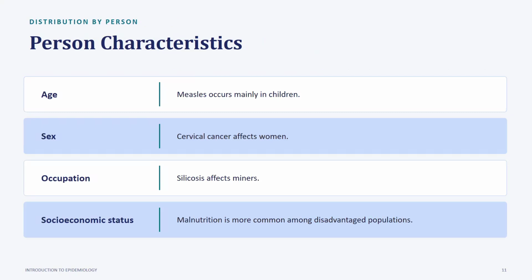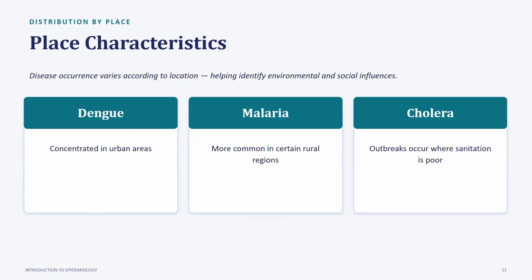Person characteristics can be like age, because measles occurs mainly in children. It can be sex, like cervical cancer affects women. It can be occupation, like silicosis affects miners. It can be socioeconomic status as well, as malnutrition is more common among disadvantaged populations.